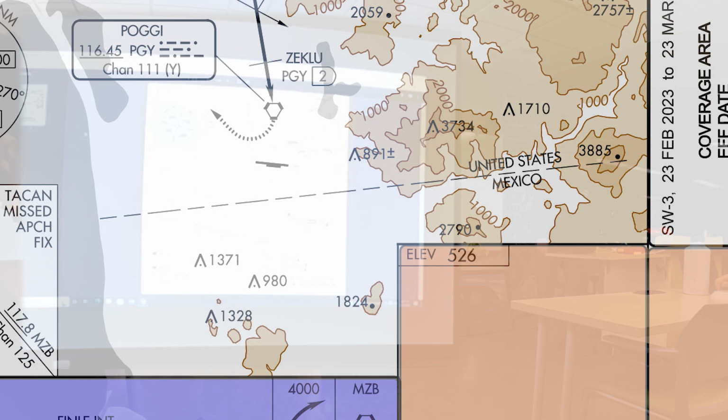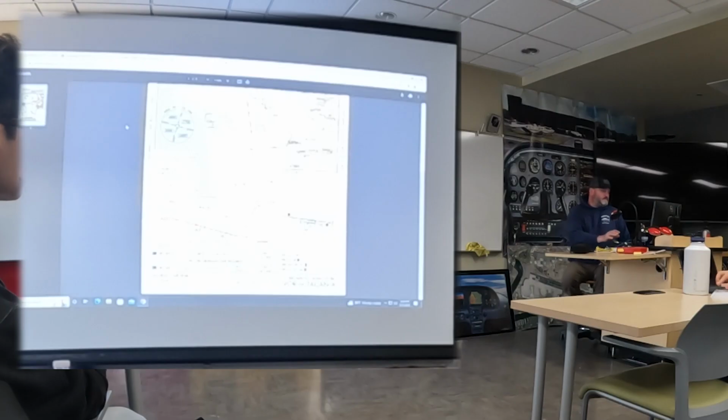For pilot controlled lighting, is the frequency just the CTAF? Yeah, unless it's denoted as different. And how do you do that with CTAF? How do you turn the lights on? 5 clicks to bring them on. Oh, sorry. 3, 5, 7.